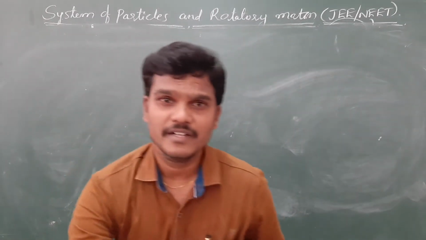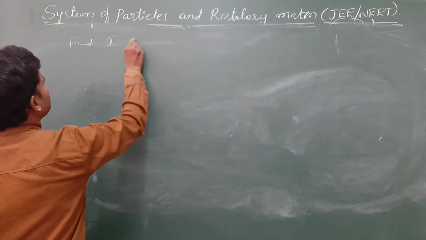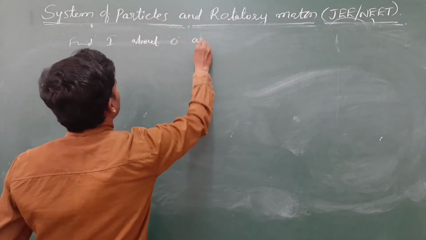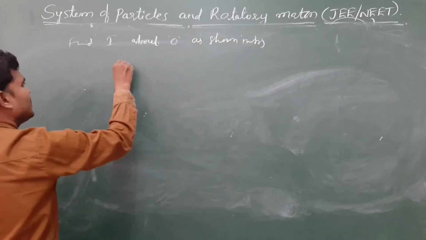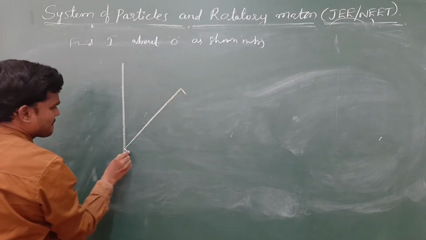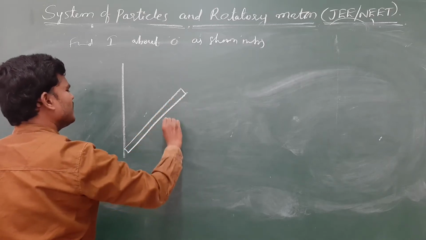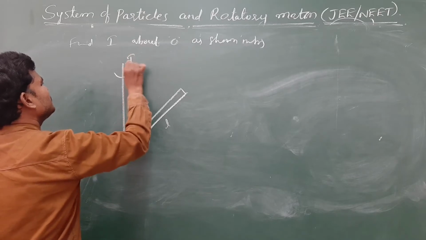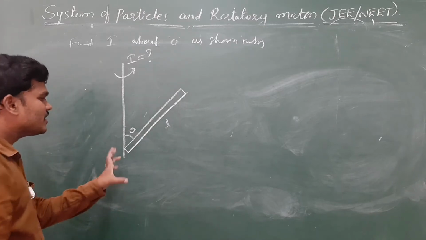See the question, find moment of inertia about O as shown in figure. See, they given the diagram like this. Whose length is given L and the rod makes an angle theta. Target is about this axis. We have to find moment of inertia. Of course, this is also like a one ender.